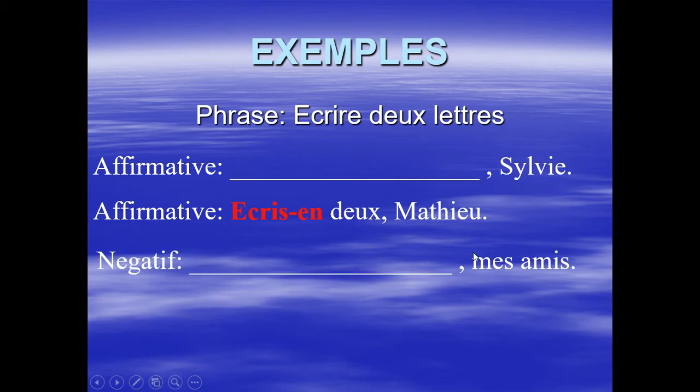And then in negative, you're talking to your friends, so you're using the subject pronoun vous. And so then you would basically write this in negative. So it'd be non, écrivez pas deux.